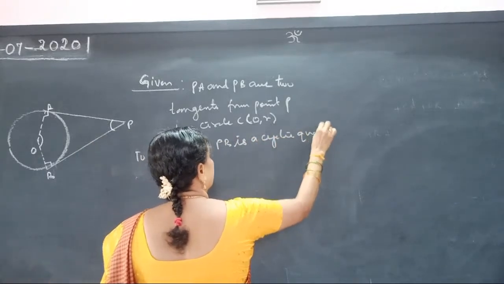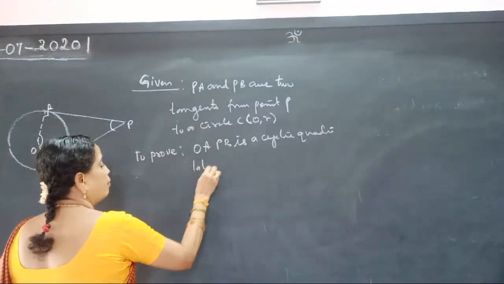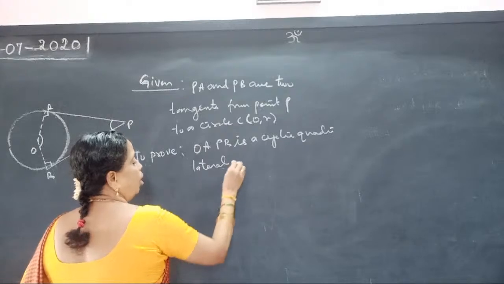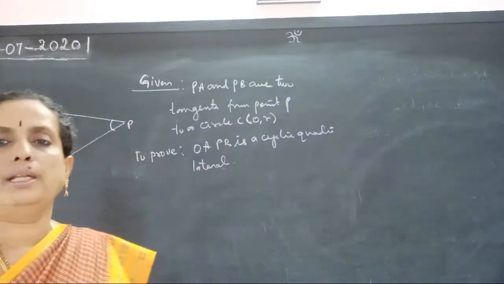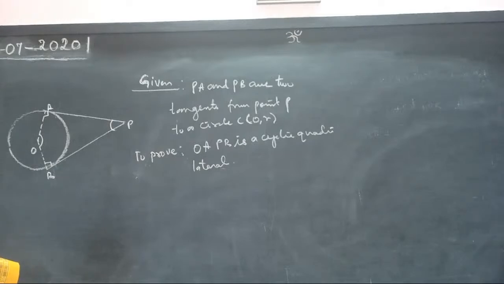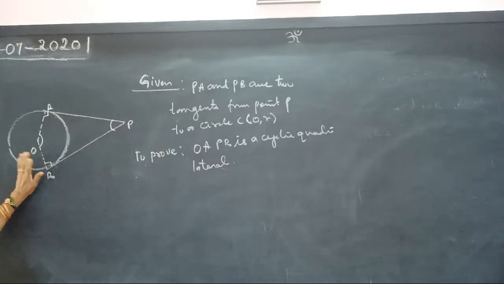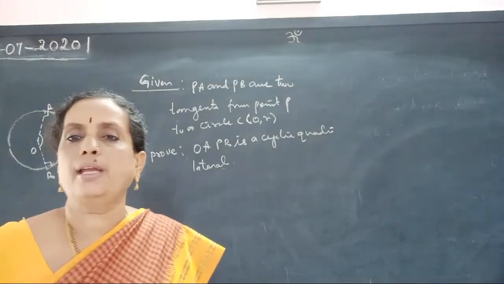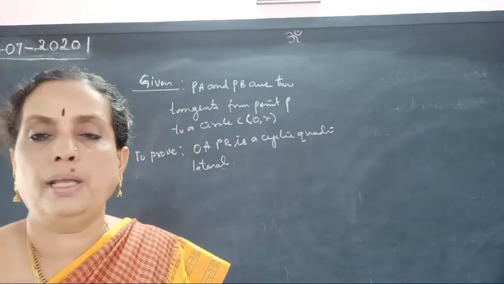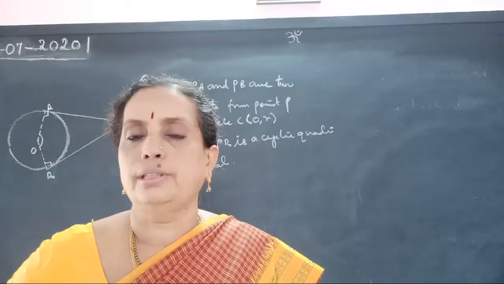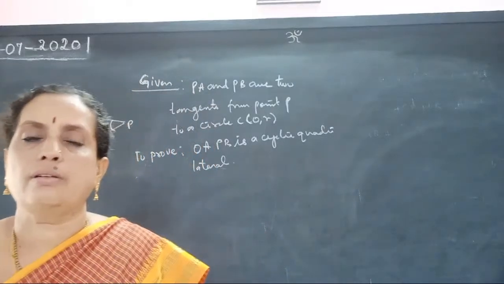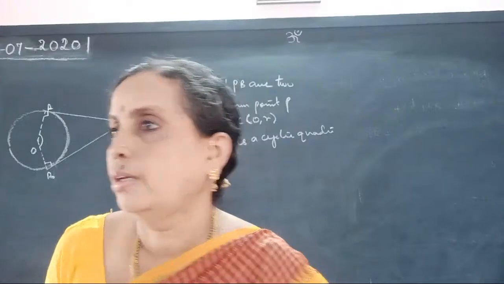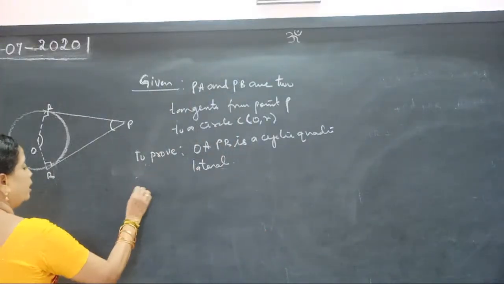To prove a cyclic quadrilateral, if you show the sum of the opposite angles is supplementary, then your proof is ready. Already we are observing these two are 90 degrees according to theorem 10.1. And we know that the sum of the four angles of a quadrilateral is 360 degrees. Subtracting from it 180, you will get the other pair is also 180 degrees, then it must be a cyclic quadrilateral. Is it clear? We'll have the proof for that.